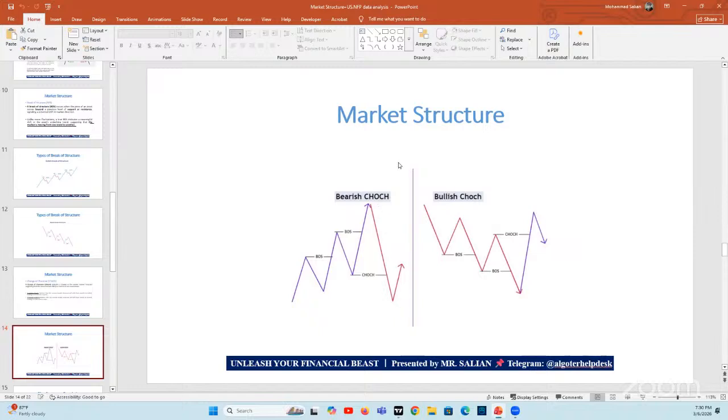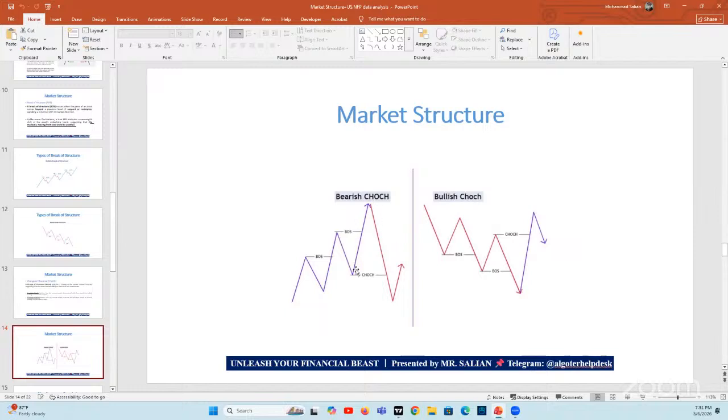This is the secret sauce, my friend. Many traders fail to understand this. They think they will draw a line here, somewhere here. If they break this, it will go up again. No, that is wrong.